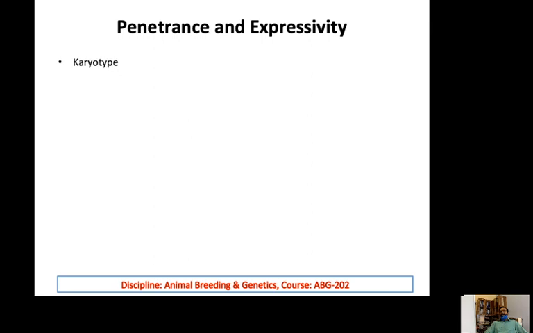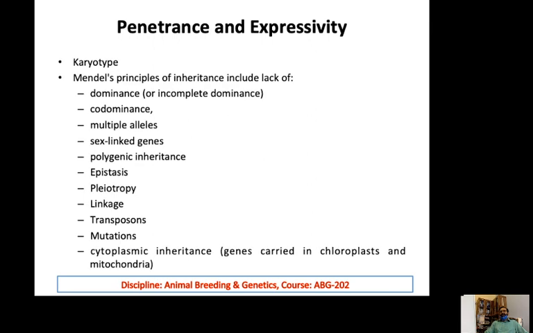Now, penetrance and expressivity. If we go for the karyotyping, then the Mendel principles of inheritance are lacking, for example, in dominance. In certain cases, there is incomplete dominance. In certain cases, there is co-dominance. Then the multiple alleles, and certain sex-linked genes, they don't follow the classical calculation of the Mendel laws.